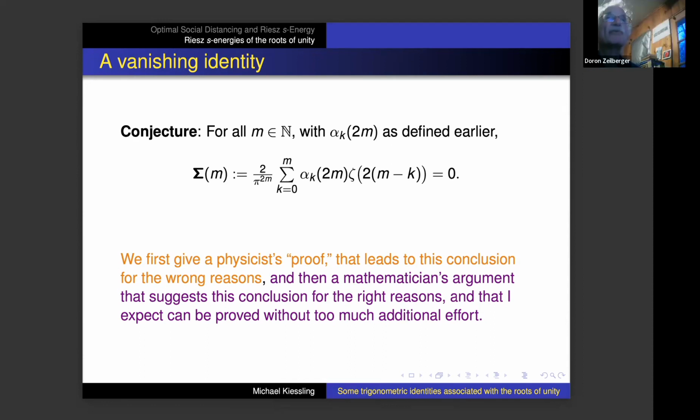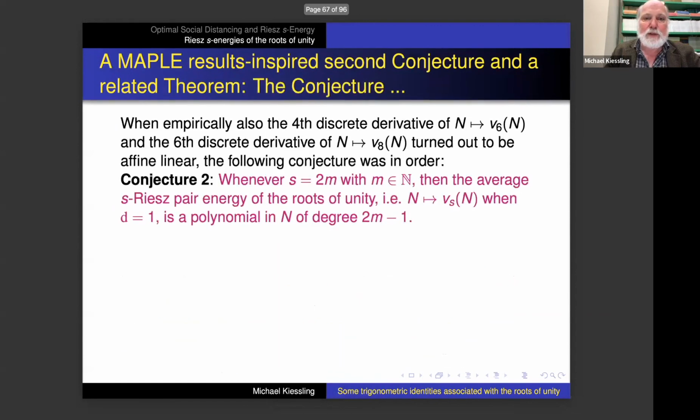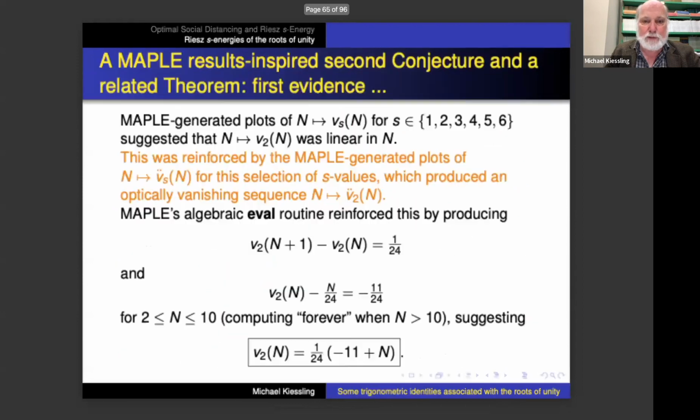Remind me again, what's the alpha sub k of 2m? It's in the previous slide. Yeah, it's on one of the previous slides. Wait a sec. No, I'm already too far back.